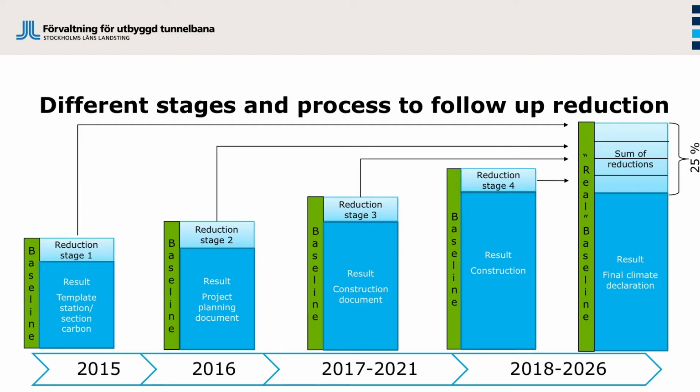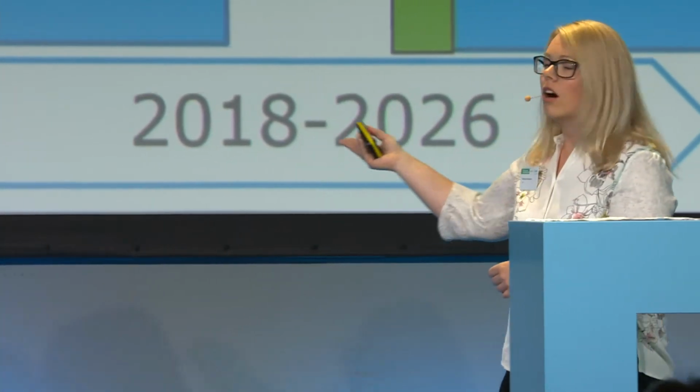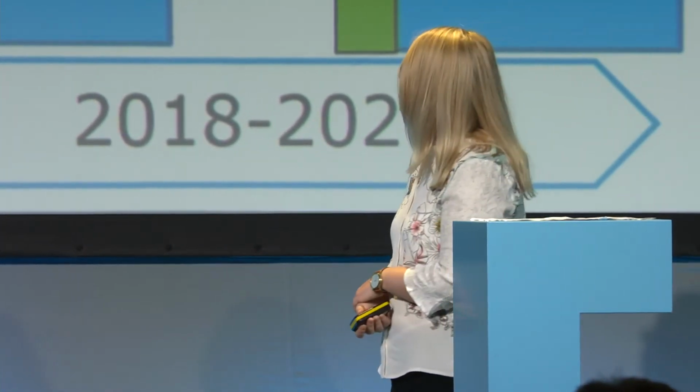So in the first two phases, it was driven by saving costs. Now we have saved the costs. Now we have to have another driver. So now we have the carbon target. And this will go on until the metro is finished and handed over to our sister organization.